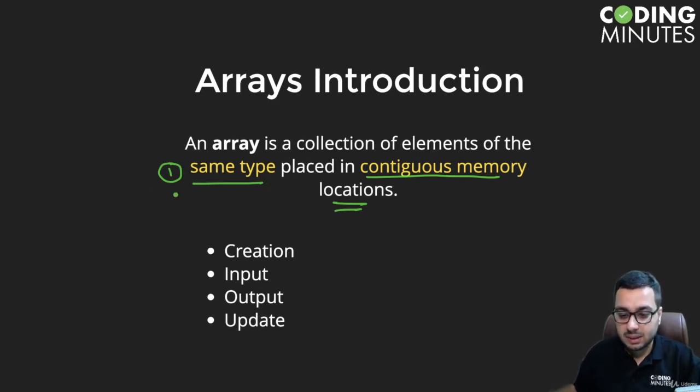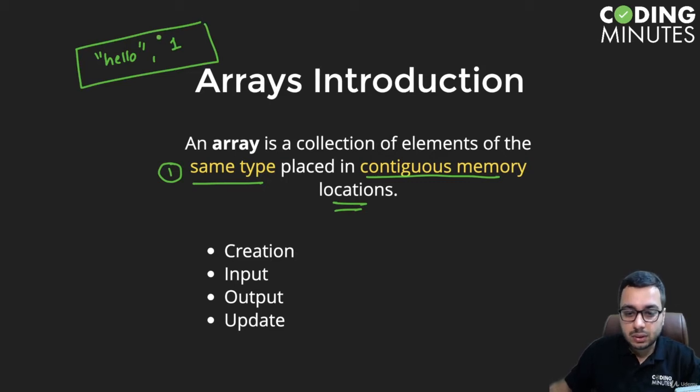Okay, but in C++ and in Java, all the elements of an array should be of the same type. That means you cannot put a string and an integer inside the same array. Okay, if you want to store data like this, you also need to convert this into a string. Everything should be of the same type. Okay, and they are placed in a continuous memory location.